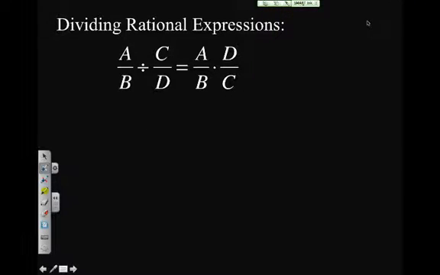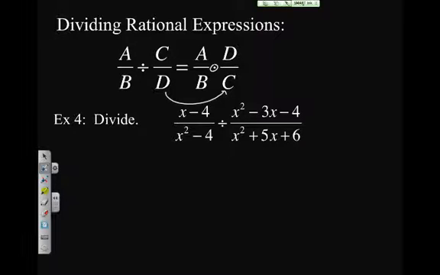Okay, your rules for dividing. Hopefully you remember these. When you are dividing a fraction, all you do is change it to multiplication, and you change that second term that you're dividing by, that second fraction, and you take the reciprocal of it. So instead of dividing by c over d, we multiply by d over c.